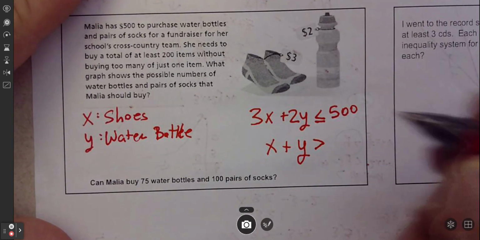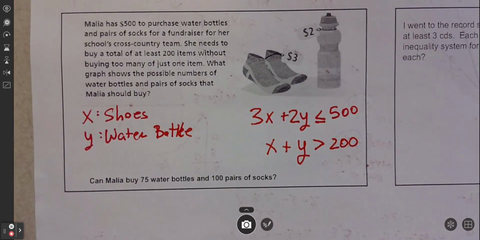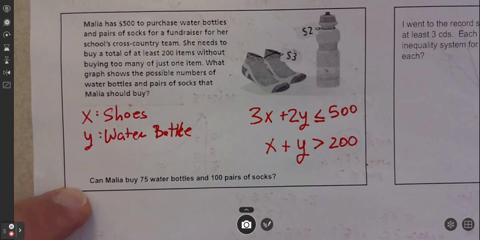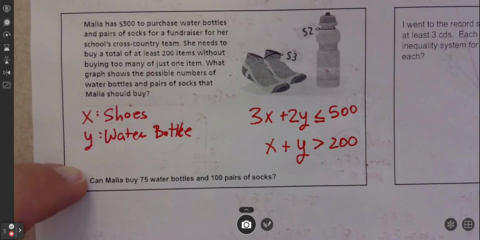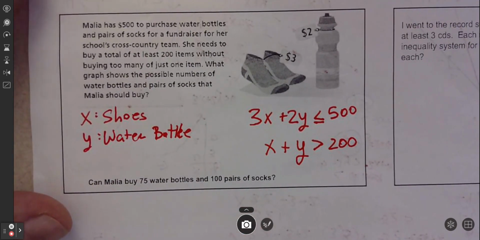But Mr. McConnell, couldn't you already answer the question no? Because the question is, can she have 75 water bottles and 50 socks? Correct. So let's be clear about the question. First thing is that it wants a graph showing the equation, and then it wants us to know if she can do this. And I love that you're like, wait, that's not even 200 items. Of course that doesn't work. So you're right. We know that that's a no.